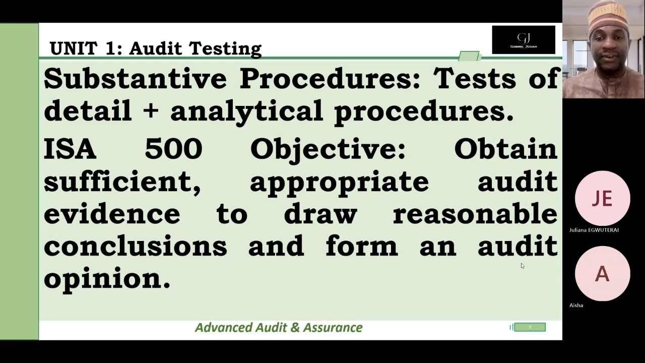All right. So ISA 500's objective is to obtain sufficient, appropriate audit evidence. Every AAA student knows this slang: sufficient, appropriate audit evidence. When we are writing AAA, if you don't know this slang in ISA 500, then you have not started auditing.